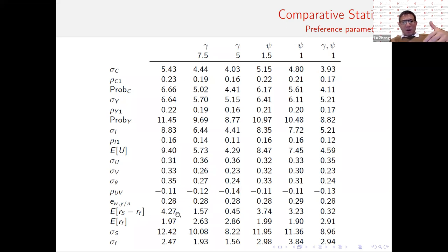Okay, with a lower amount of consumption risk and a lower risk premium and discount rate, the unemployment rate drops. Mean unemployment drops from 9.4, more than halved, to 4.3, although volatility is actually increasing slightly.